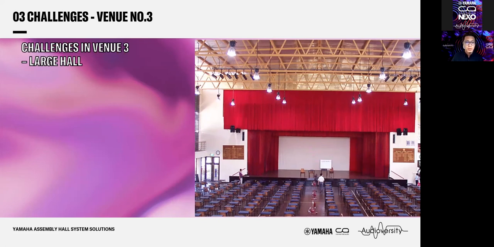So let's talk about venue three, which is a large hall. The first challenge we have that you can see is it has a very wide area space. Very wide area space, right? So sometimes because of that, there is uneven sound coverage. If the solution example of venue 2 is applied to this venue, it will not work because it's too wide.